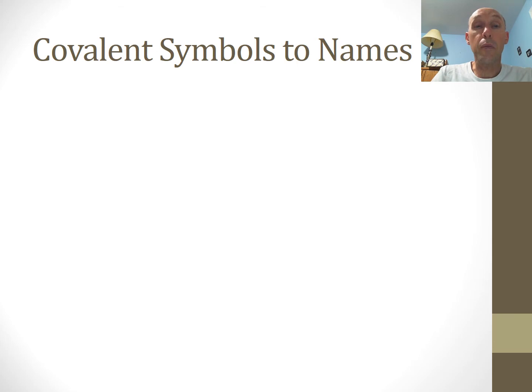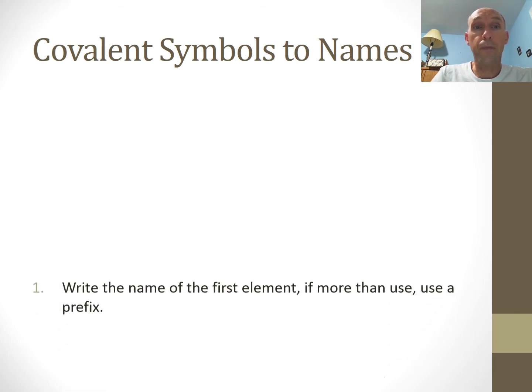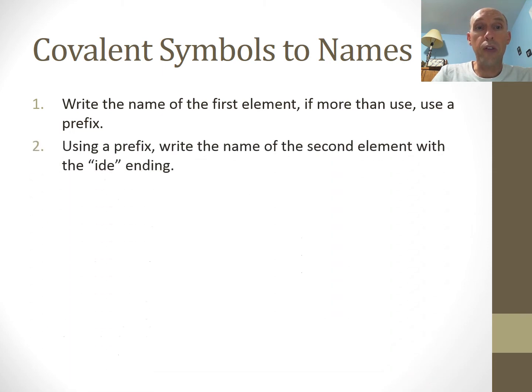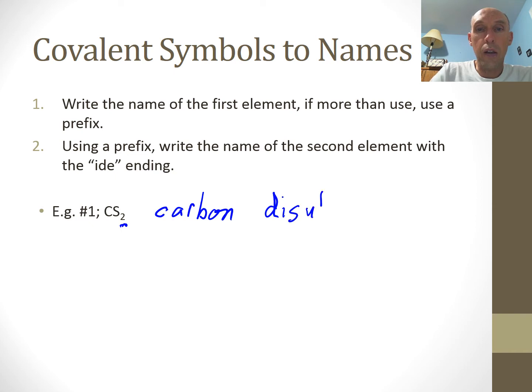So, covalent symbols to names. The first step is write the name of the first element, and if there's more than one of them, we've got to use the correct prefix. The second step is using a prefix, which means the second one always is supposed to have a prefix. Write the name of the second element with the IDE ending, just like we did with ionic compounds. So example 1 is CS2. Write the name of the first element, and there's only one of them, so it's just carbon. Number 2, using a prefix. The subscript here is 2, that means di. Then write the name of the second element with the ending IDE: sulfide. Carbon disulfide.